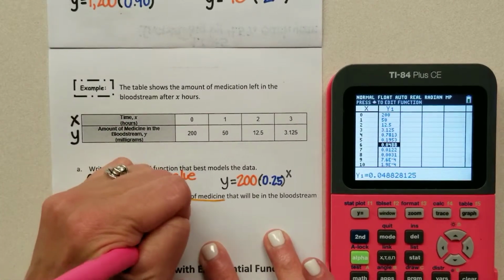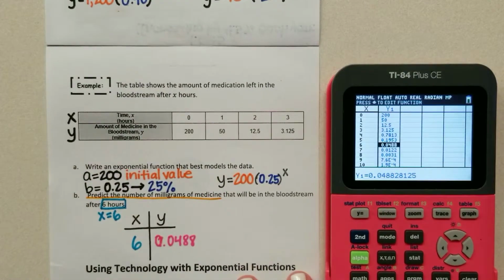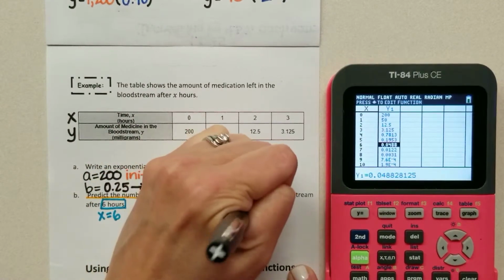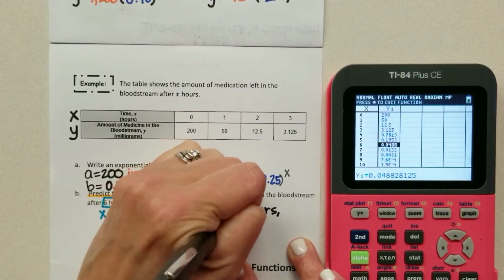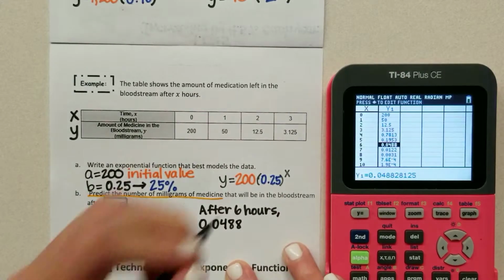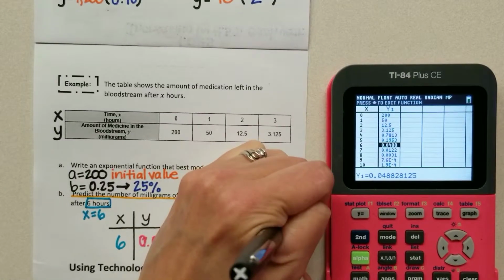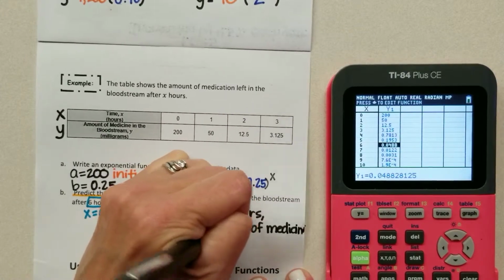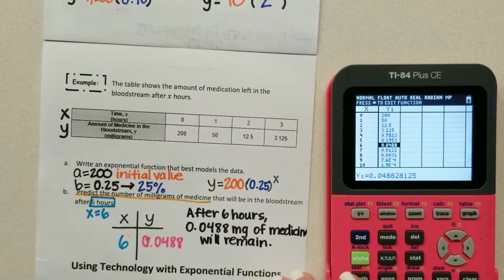I have 0.0488 milligrams of medicine in my bloodstream. So after 6 hours, 0.0488 milligrams, abbreviated mg, of medicine will remain. Okay, if we want to write this in a complete sentence.